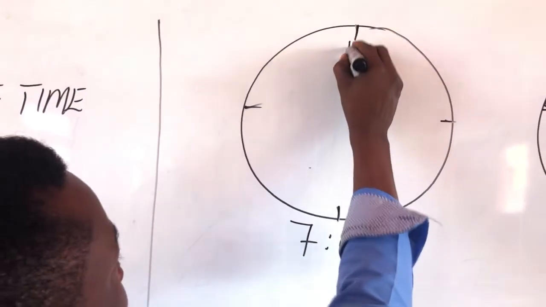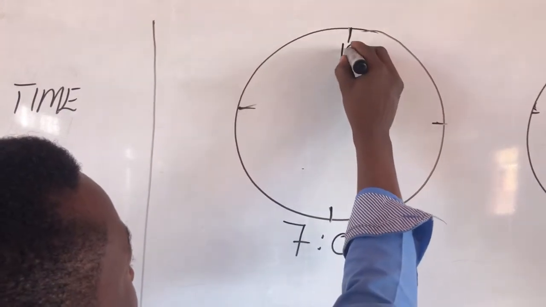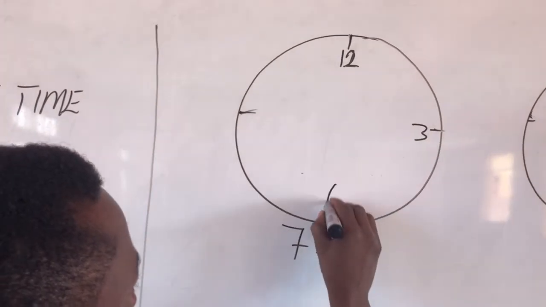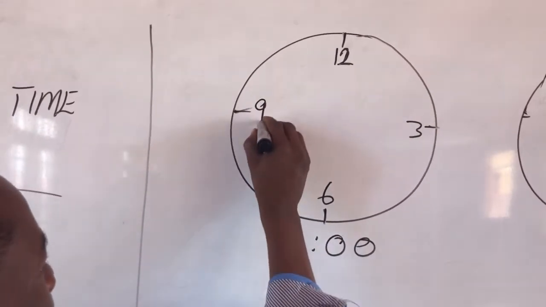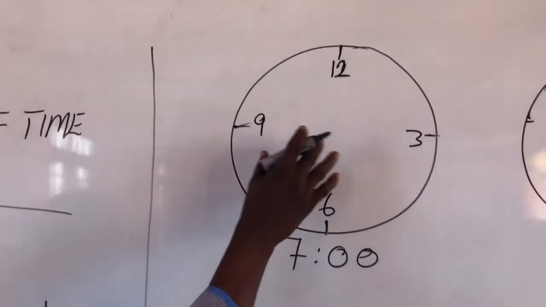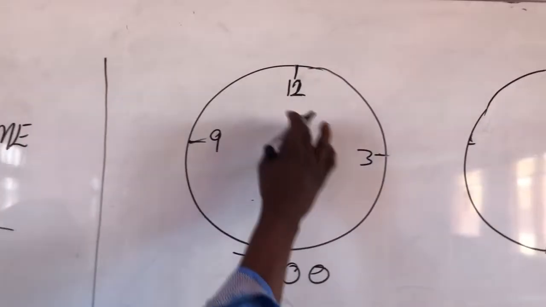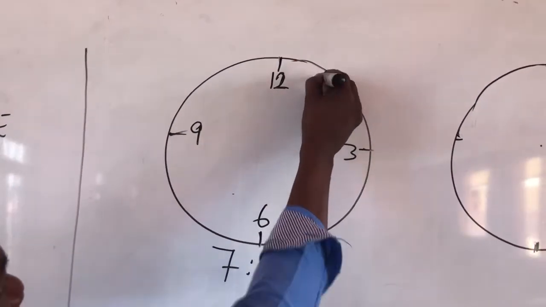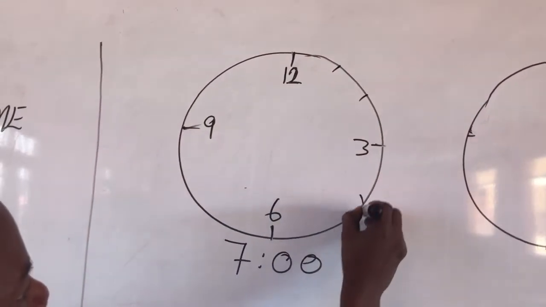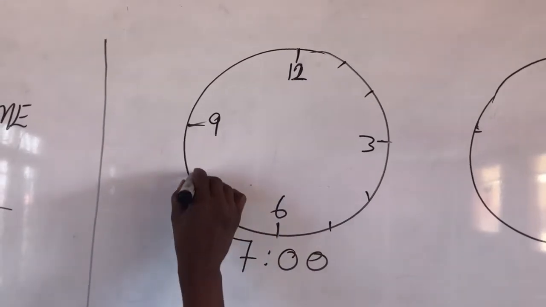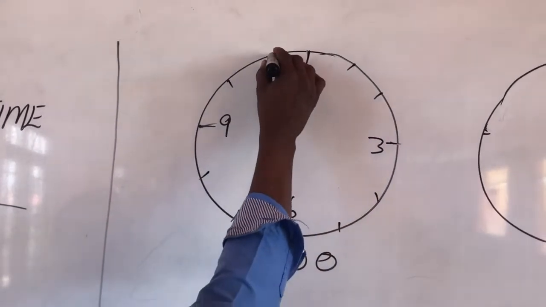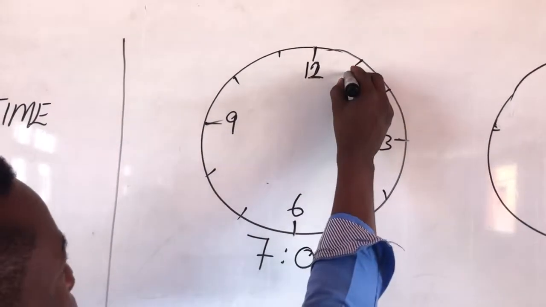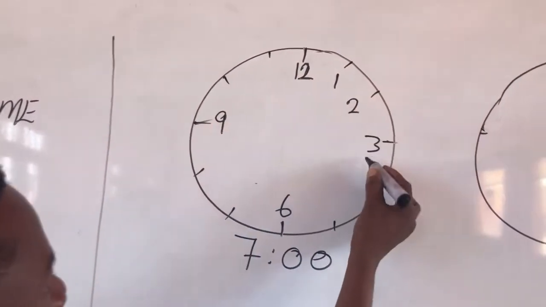Now, right at the top, this is 12. This is 3. This is 6. And this is 9. I want you to label your circle in this form: 12, 3, 6, 9. When you finish, you can mark the spaces in between, 1, 2. Have you seen it? So you write again 1, 2, this is 3.